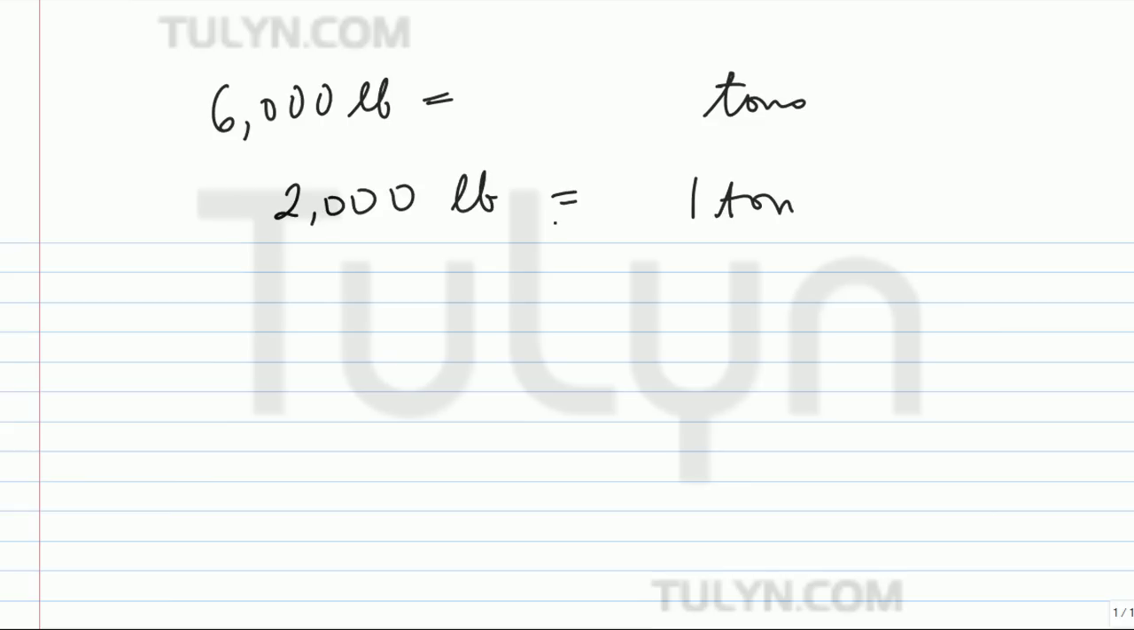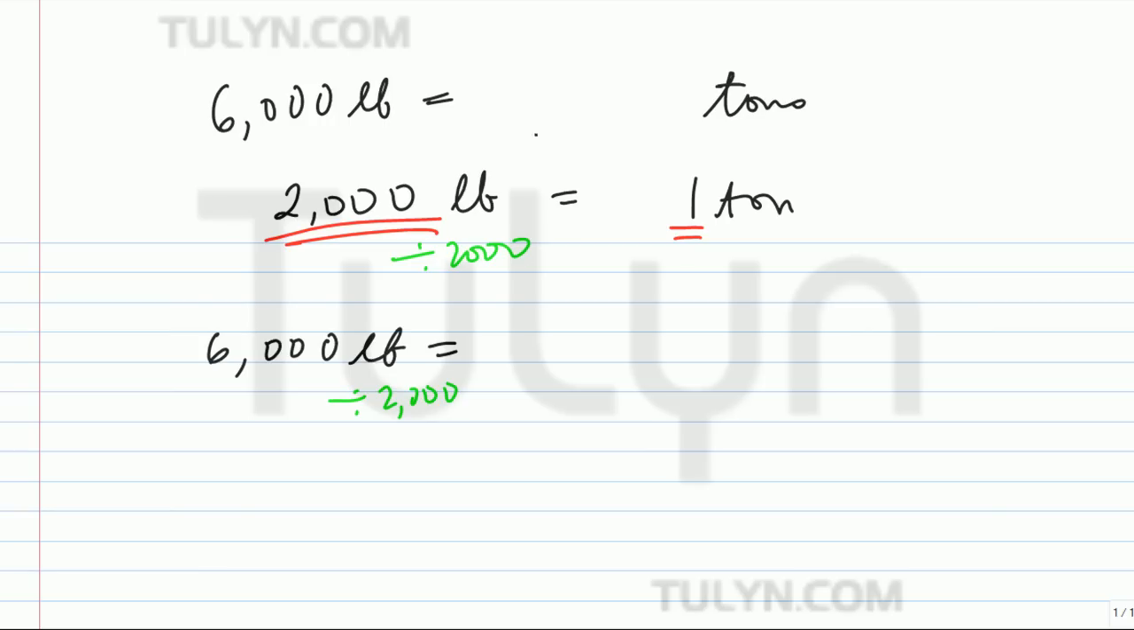Pay attention to what happens between the numbers from 2,000 to the ton, okay? Now if you notice, if you have to go from 2,000 to 1, you have to divide by 2,000, yes? So go ahead and take your given number of pounds, 6,000, right? And in order to convert it to tons, you have to go ahead and apply that same rule. Divide by what? 2,000, right?